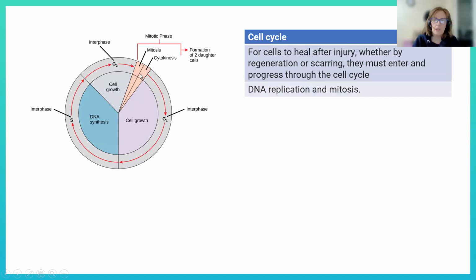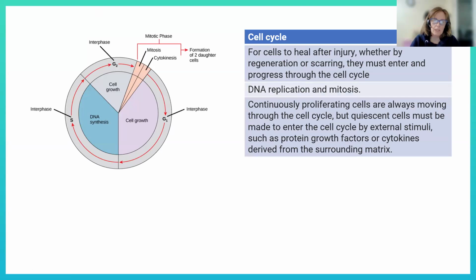Okay, so DNA replication and mitosis are parts of this cycle, and the continually proliferating cells, they're continually making new cells. Those cells are always moving through this cell cycle. The quiescent cells must be made or stimulated to go into this cell cycle. So external stimuli such as protein growth factors or cytokines, which are derived from the surrounding matrix. So these things would be stimuli if there was an injury.